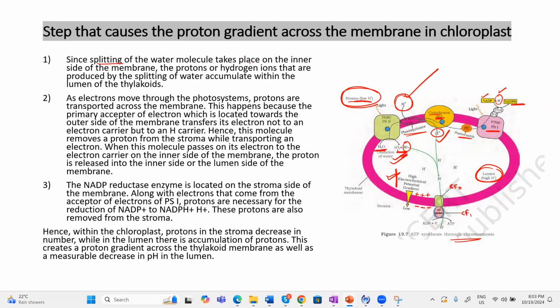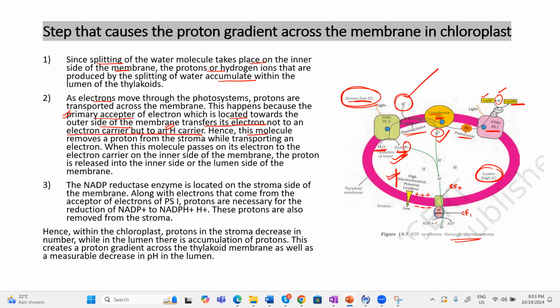Splitting of the water molecule will take place on the inner side. So protons are accumulated. Then the electron is moving to the electron transport chain. And what happened? The primary acceptor of electron, which is located towards the outer side of the membrane, is pheophytin, and it will transfer its electron not to an electron carrier, but to a hydrogen carrier. And who is the hydrogen carrier? Here is your plastoquinone. Clear, beta?